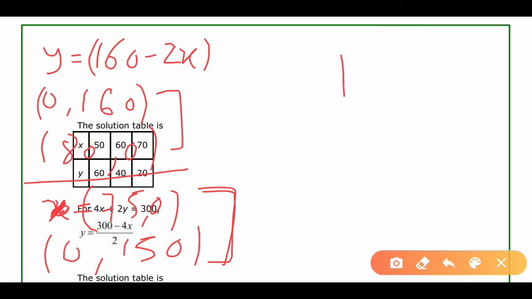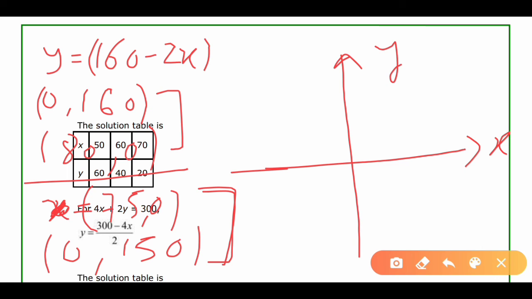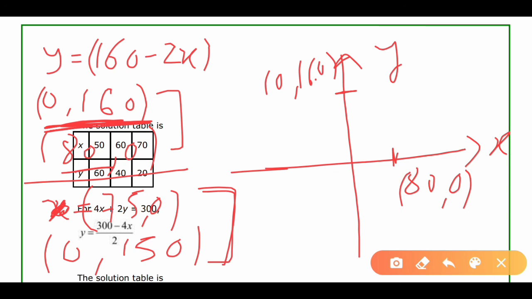Now we'll plot it on the graph paper. This one is the x axis and this one is the y axis. Okay, now for the first equation, this one is the first coordinate, 0, 160. That means let's assume that this one is 0, 160. Okay, next one is 80, 0. So 80 will be here. So this one is 80, 0. Now join these 2 points, we'll get the first equation. This one is the first equation.